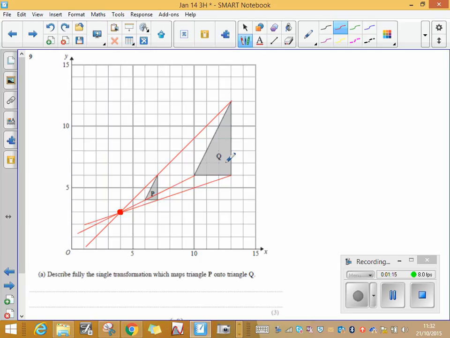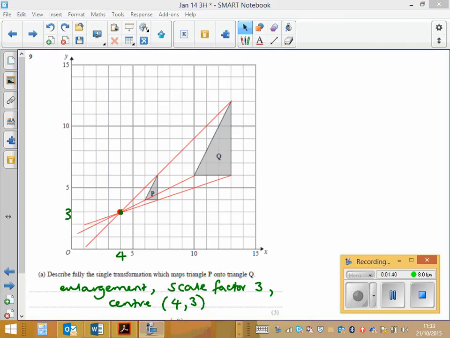So I'm now going to write that I have an enlargement, so that's for 1 mark, so enlargement. The scale factor of the enlargement, so the scale factor is 3 because the shape is 3 times bigger, and the centre of the enlargement, as we've said, is this point here. So I need to give the coordinates. Well, that's 4 and that's 3, so the centre of the enlargement is 4, 3.